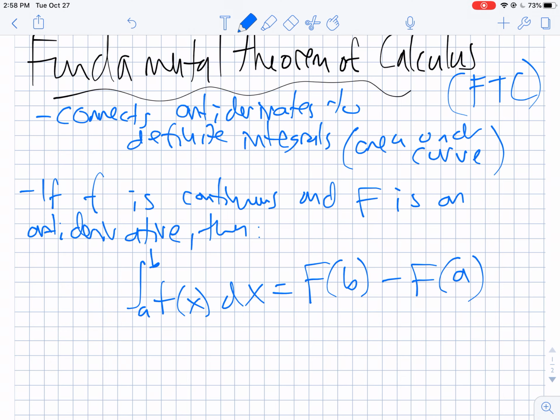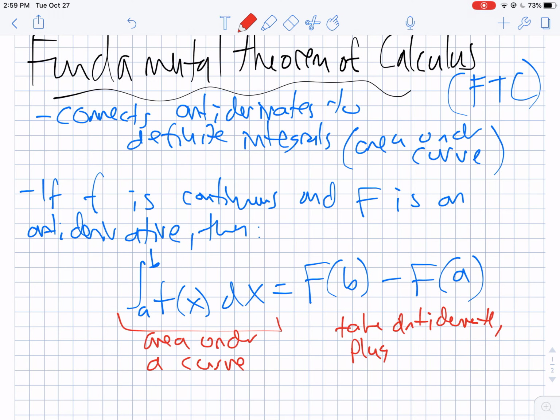Wow. So first off, let's think about this, because this is truly remarkable. This is just an area under a curve. So if you have some weird function and you need to find the area under the curve, all you have to do is take the antiderivative and then just plug in 2 points. Plug in the top minus plug in whatever you get for the bottom.